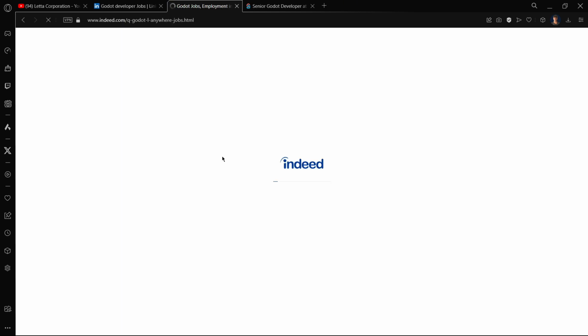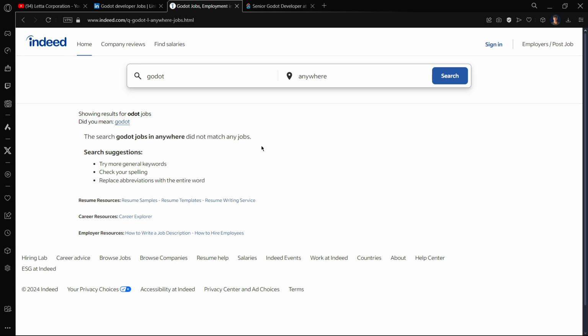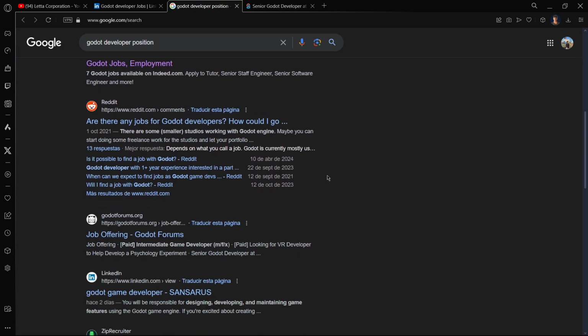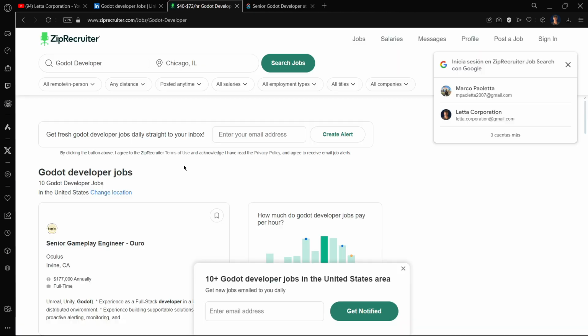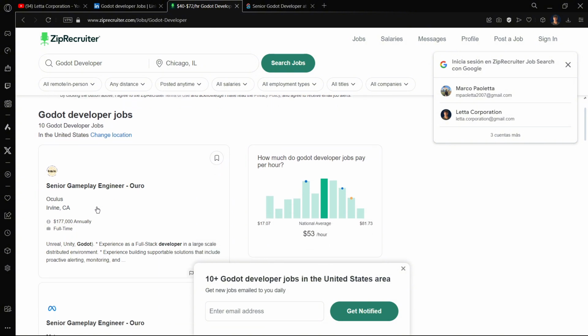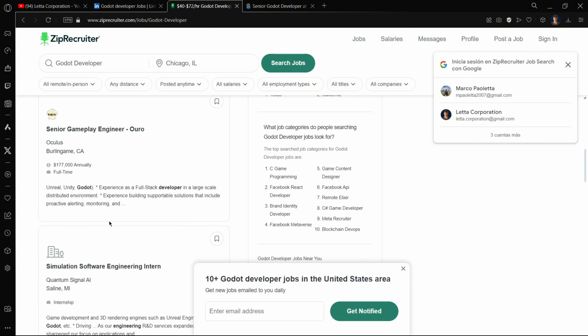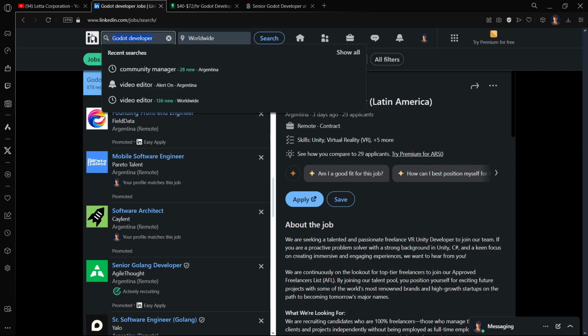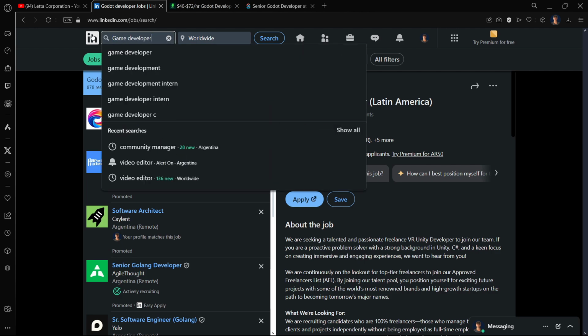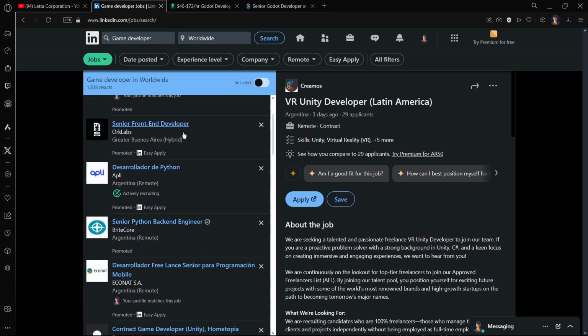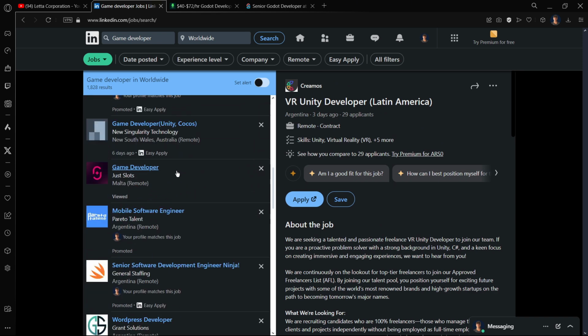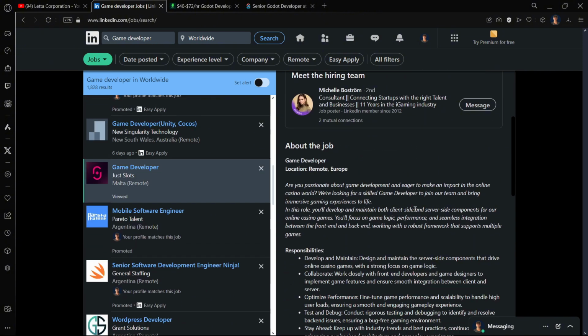So for example, here, let's see if we are able to find more. Well, as you can see, the only one that I was able to find was that one. And in other platforms, if you look for that, you find other positions that are not directly Godot developers. If you look, for example, for a game developer, once again, worldwide, we find VR Unity developer, mobile developer, okay? And if we try to look for, let's just enter in this one, for example, game developer, that is more general.